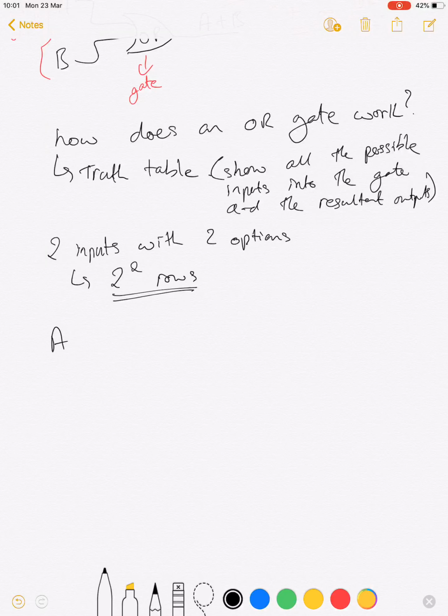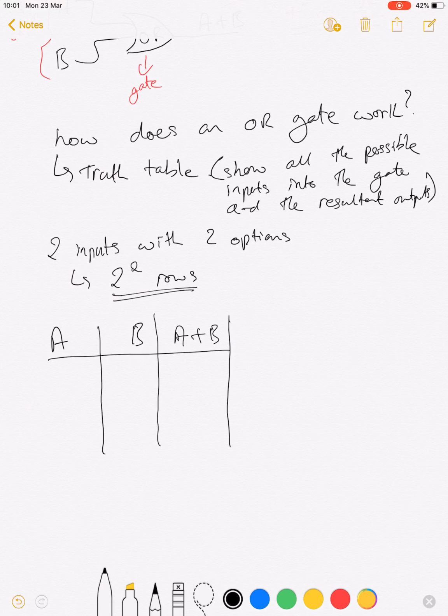So we'll have A and we have B. And with 2 inputs here, it should be relatively straightforward to look at how we construct this truth table. So we have true, true, false, false, true, false, true, and false. And this truth table is simply showing all the possible combinations based on having 2 inputs with 2 options each going into this particular gate.